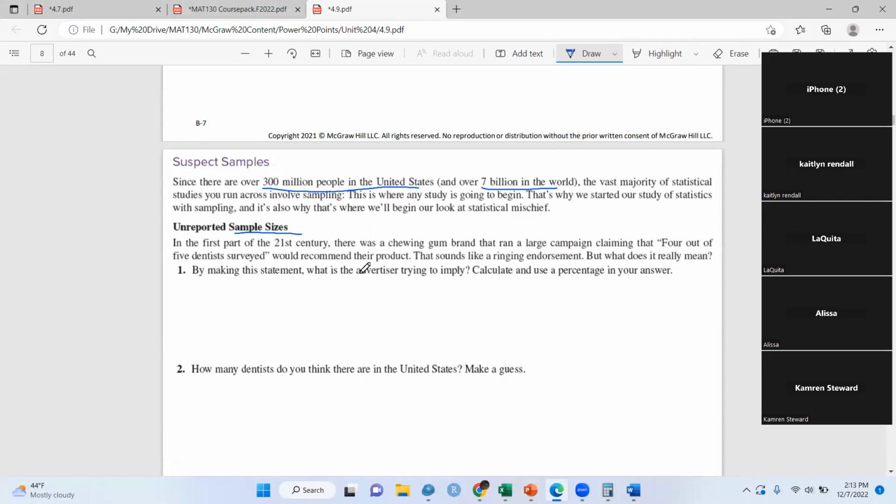And so there was this chewing gum brand. They had this large campaign that said 4 out of 5 dentists surveyed would recommend their product. Right? First, we should start with what's that as a percent? And I think we all know that's 80%, right? Maybe you even remember the old school way to do this. 5 goes into 4 0.8 times. So this is 0.8 or 80%. So 80% of dentists would recommend you chew this gum. That's like a really good recommendation.